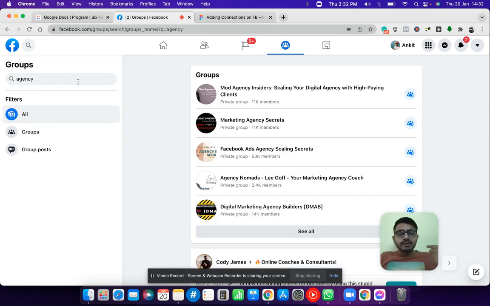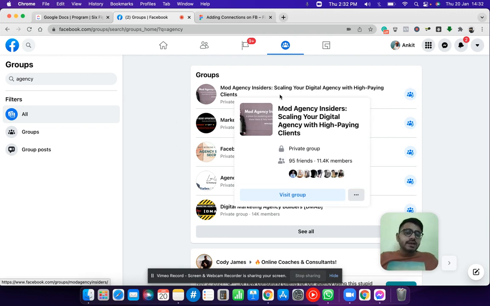So once you start thinking like this, you'll also use the right keywords as the right thoughts will come, and then you can search accordingly, right? So if you see Agency Insiders, scaling a digital agency with high paying clients, now this is exactly the kind of group that I need to join, because this group is helping agency owners, right?